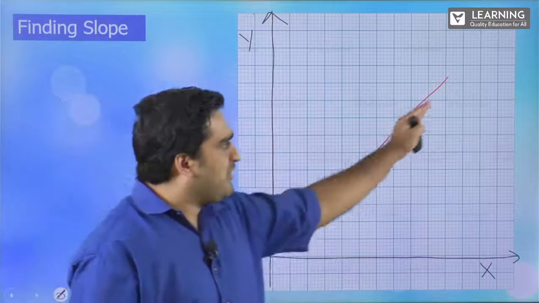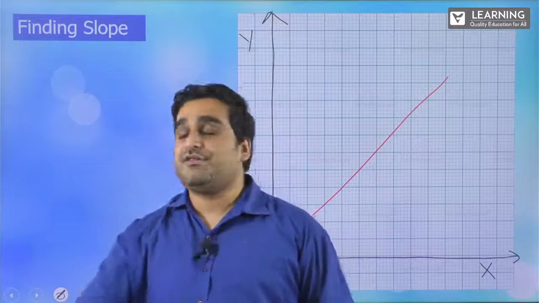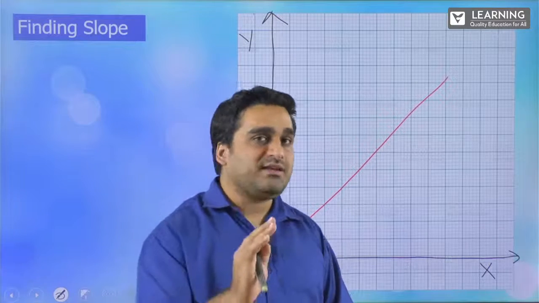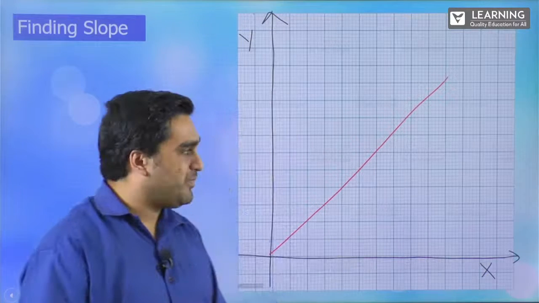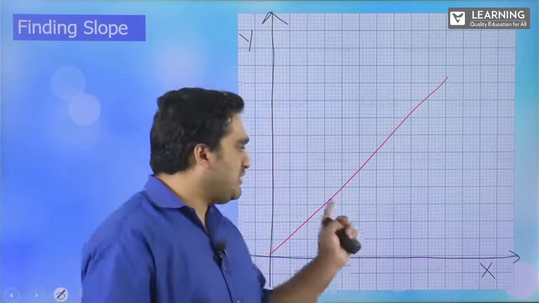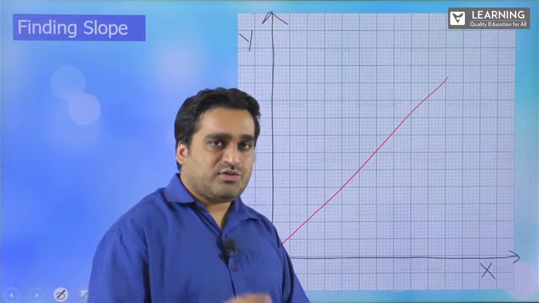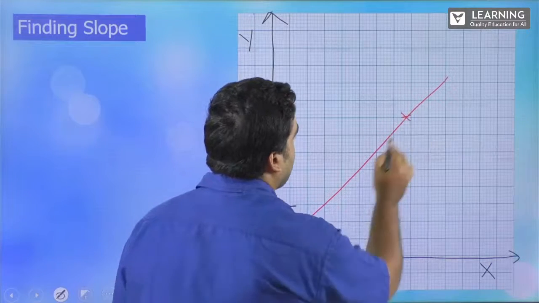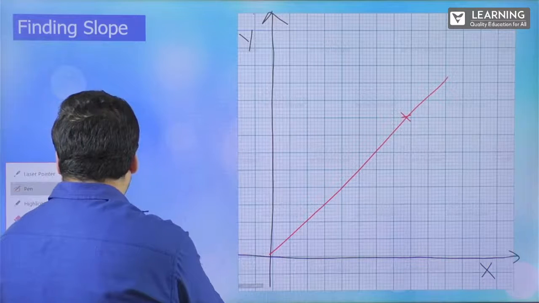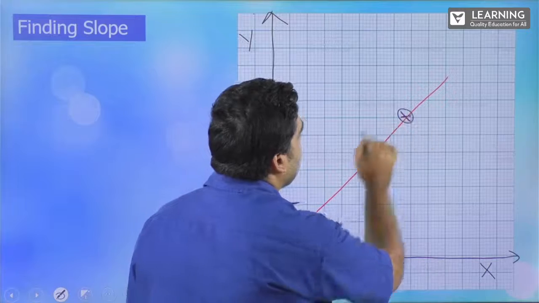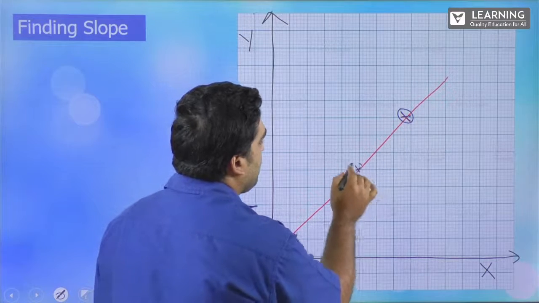Now for this straight line, I need to identify what the slope is. So how do we identify the slope? Here's what you do. Pick any two random points on this straight line. I'm going to pick two random points. Let me use a different color for that. I'll use the color blue. One point is located here, the other point is located here.